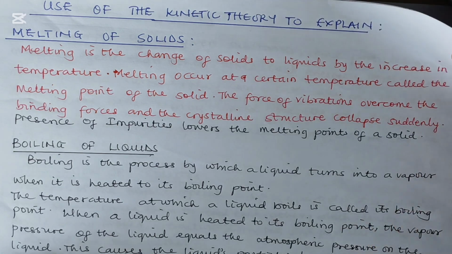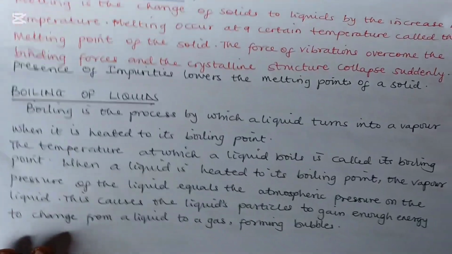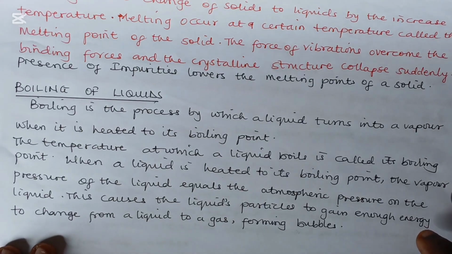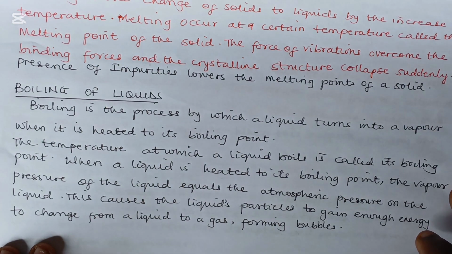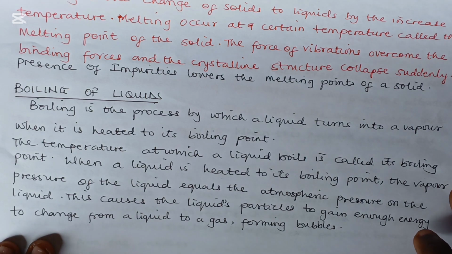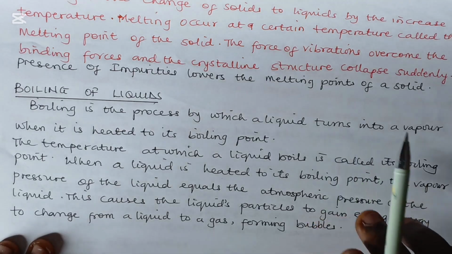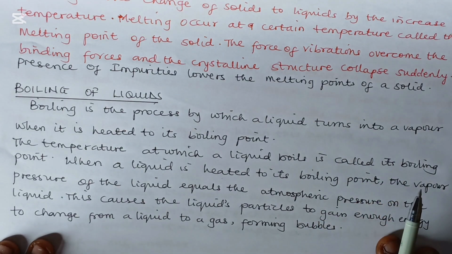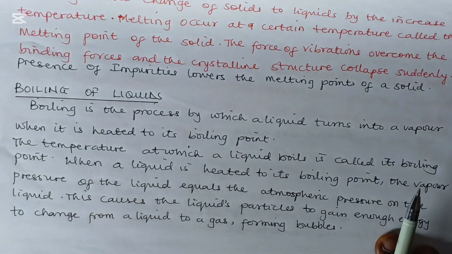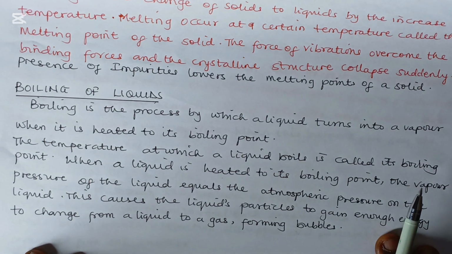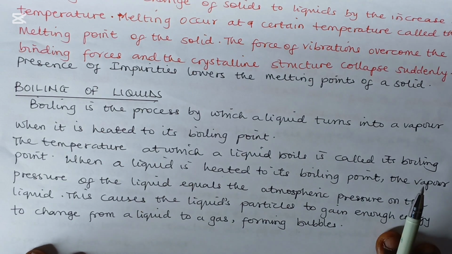The next one is boiling of liquids. Boiling is a process by which a liquid turns into a vapor when it is heated to its boiling point. When a liquid is heated, the forces of cohesion holding the particles of the liquid are weaker than in solids, and when boiling takes place, these forces are broken due to the increase in temperature. The temperature at which a liquid boils is called its boiling point.